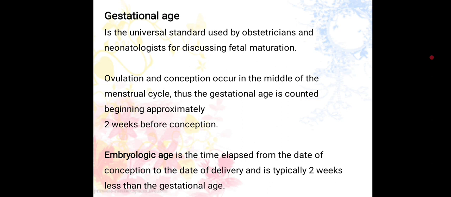Another concept is the embryologic age, which differs from gestational age and is calculated from the date of conception to the date of delivery. Since conception occurs in the middle of the cycle, there is typically a 2-week difference between gestational age and embryologic age. In obstetric history, we calculate and use gestational age, not embryologic age.